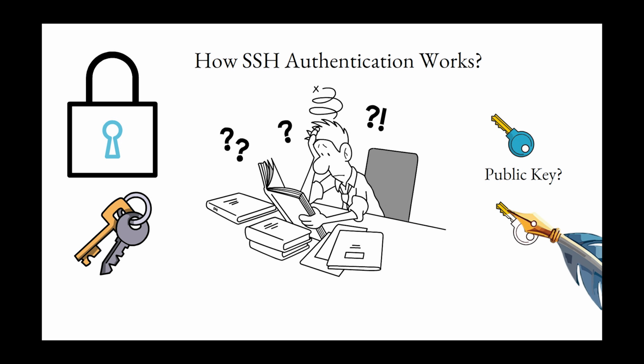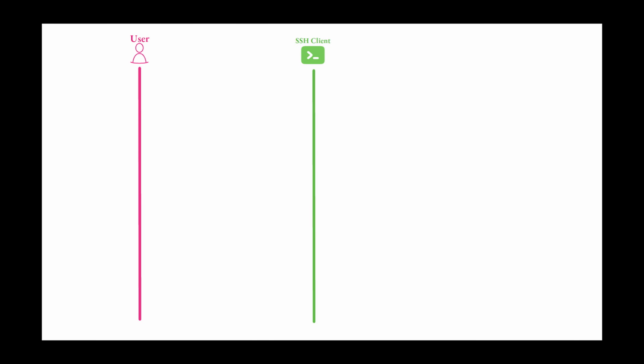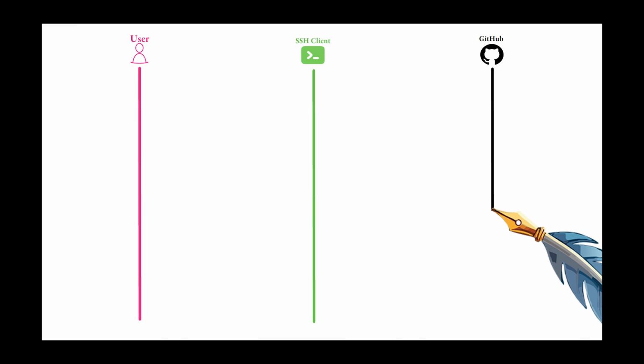Okay, let's see. Here we have a user. I will draw a line here to represent it. We now have an SSH client, which is indicated by a green line. And finally, you can see GitHub with the black line.